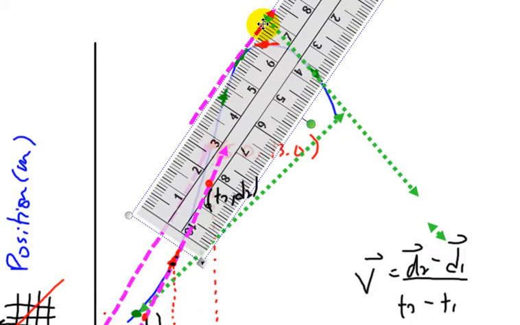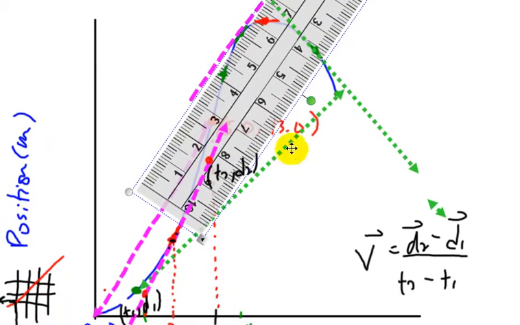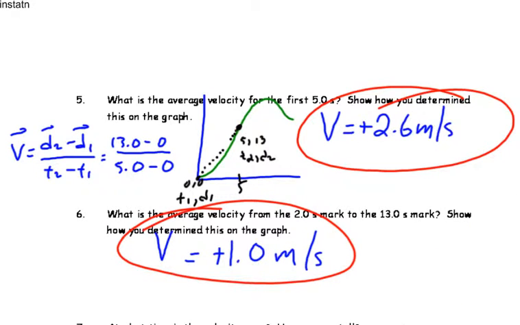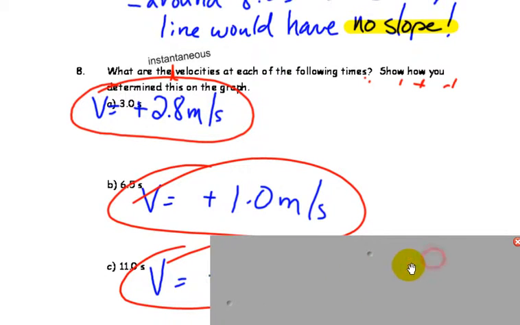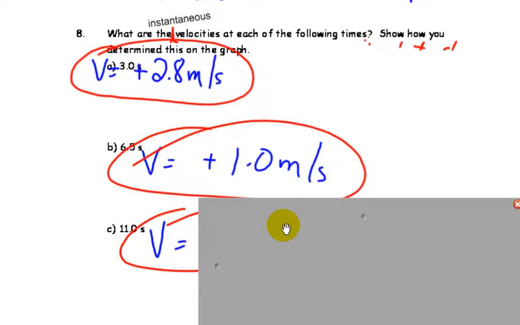Then again, find 2 points in this line, d2 minus d1 over t2 minus t1. You can see that the slope up here is going to be a little bit less steep than the slope down here, so we should get a smaller answer. I got around plus 1.0 meters per second. So again, if you're really off from there, come and talk to me and we'll see what went wrong there.